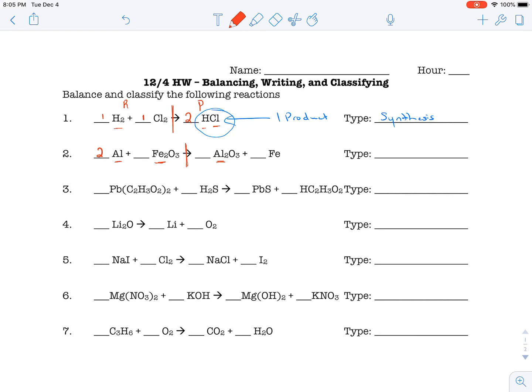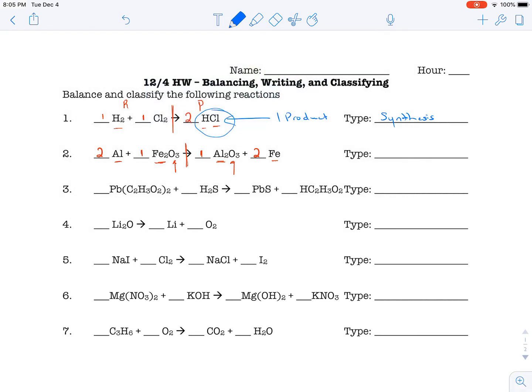I have 2 Fe's here, and I only have 1 there. So I'm going to put a 2 out front there. And last but not least, we've got O's. Let's hope they're balanced. We've got 3 O's there, and we've got 3 O's here, so we are balanced. To finish this, we can put 1's there, or we can leave the 1's off. Remember, they're understood.